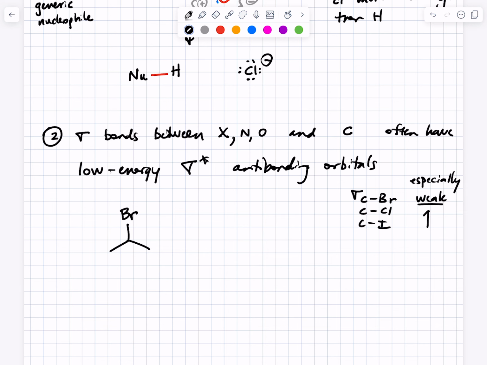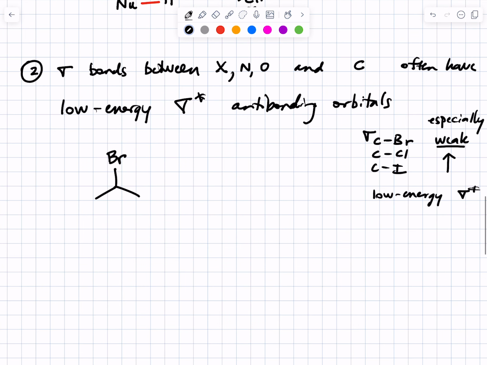When we say that a bond is weak, what we mean is that bond has a low energy sigma star antibonding orbital. Because of course, the way you can break a bond is either you promote an electron up to the antibonding orbital, or you take a nucleophile and you attack that antibonding orbital. So if the CBr bond is weak, that means the carbon bromide sigma star is low in energy. And that means it's likely the LUMO.